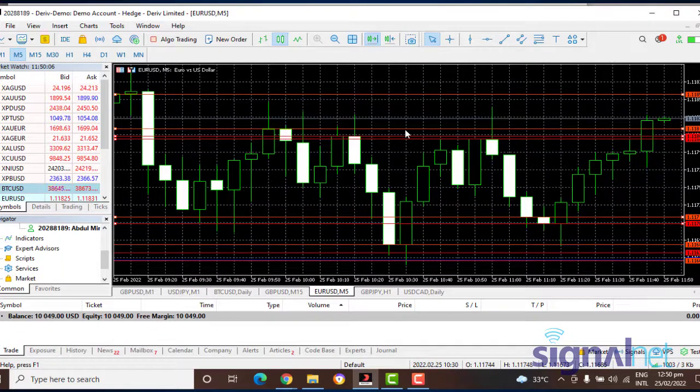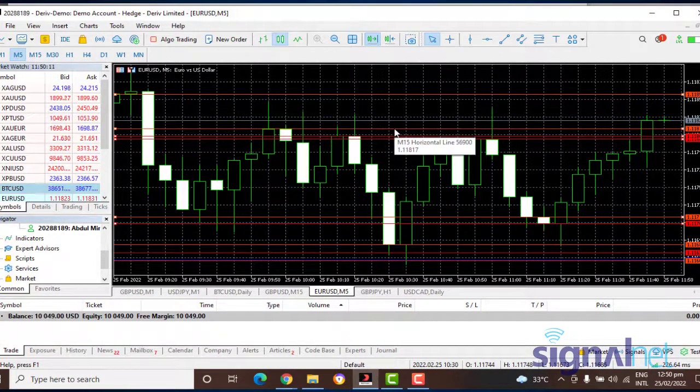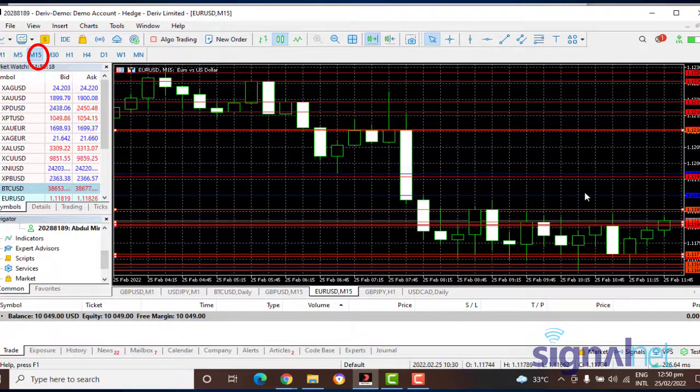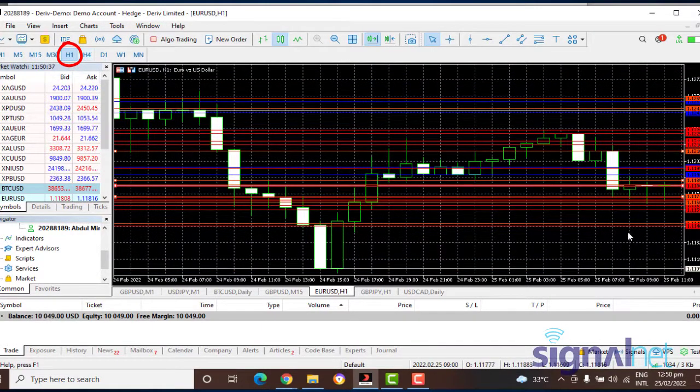In this particular case, this color is close to red, so I know that this is a 15-minute resistance level too. If I switch to 15 minutes here, exactly, you'll be able to see that this was also a 15-minute resistance level. Now let's look at some things about the behavior of the market. Let me look at 1 hour. On 1 hour, the market has been falling most of the day.